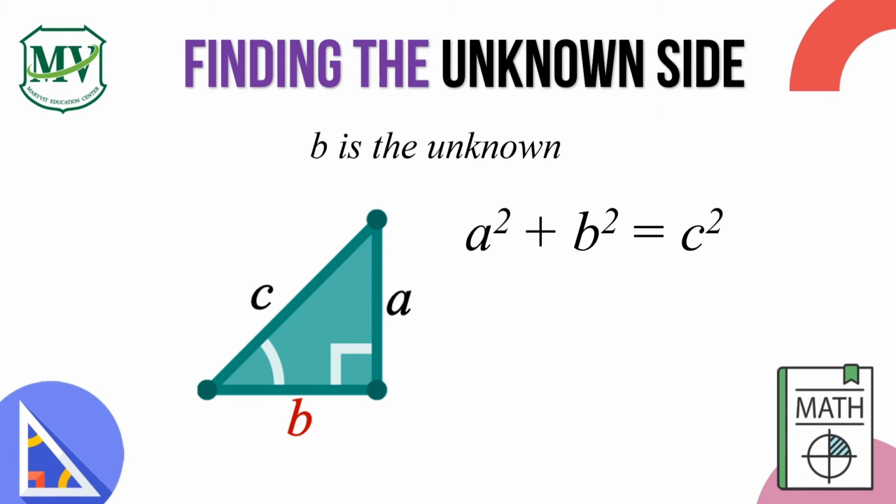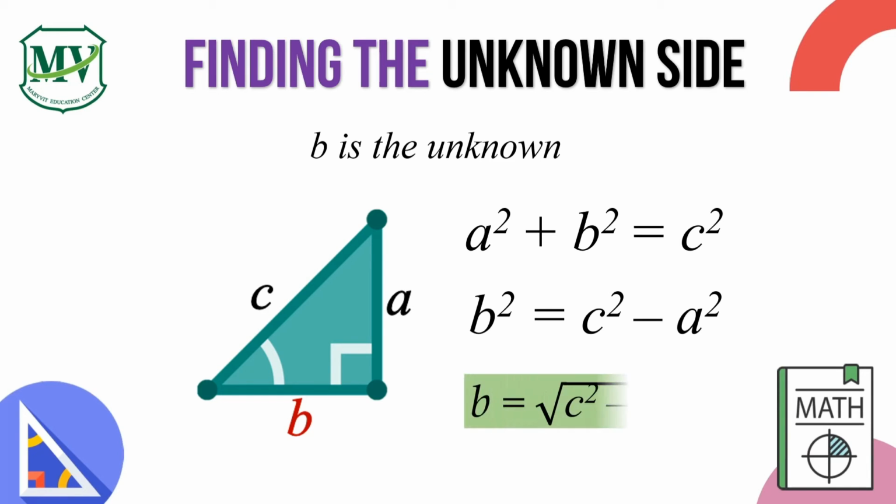When b is the unknown, we're going to transpose a squared to the other side of the equation. So it would be b squared equals c squared minus a squared. Then b equals the square root of c squared minus a squared.